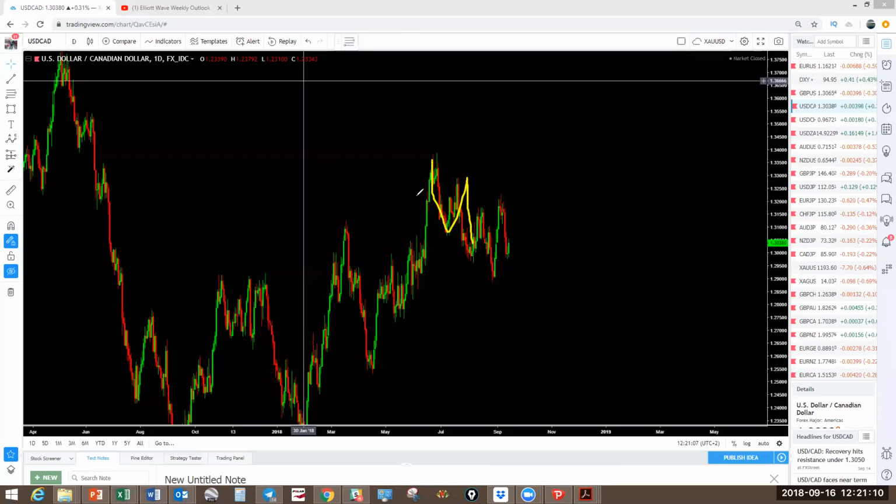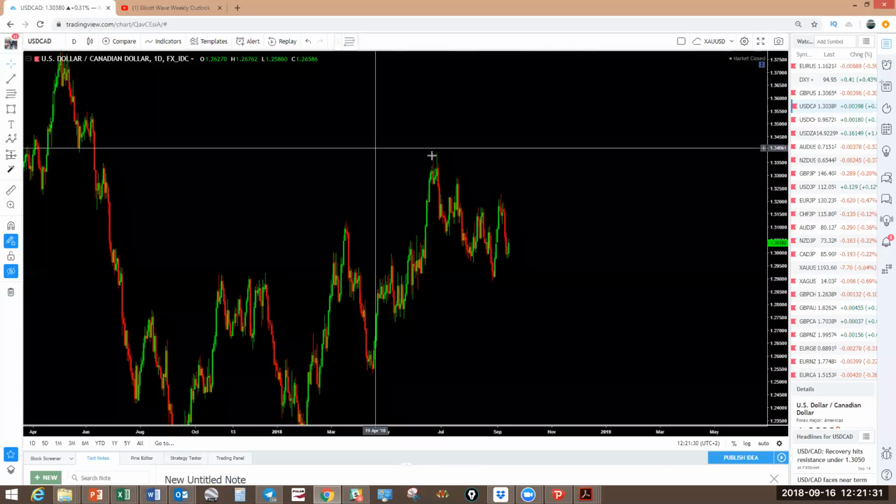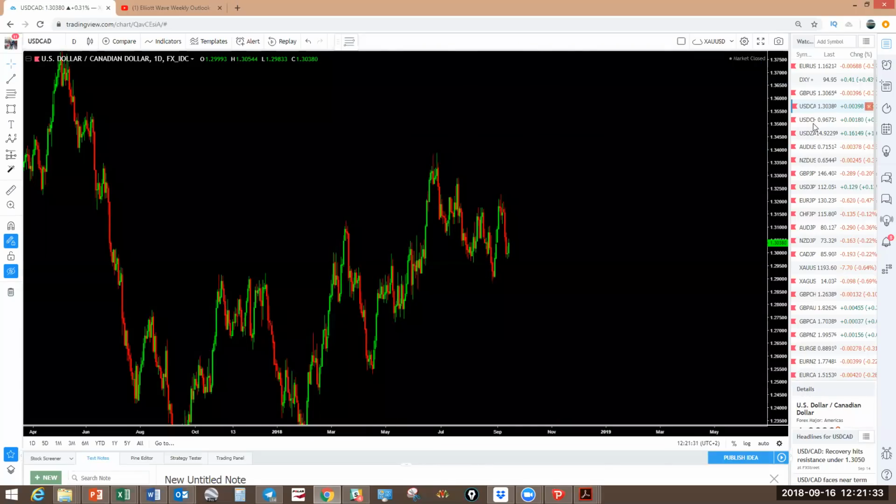Let's draw it cleanly. We are looking for this move, 1, 2, 3. And its correction here in the middle, that is your X wave. So that becomes a WXY move. See, can't be any clearer than that. All right, so look out for corrective structure here to take it down. That is US dollar CAD. US dollar CHF.